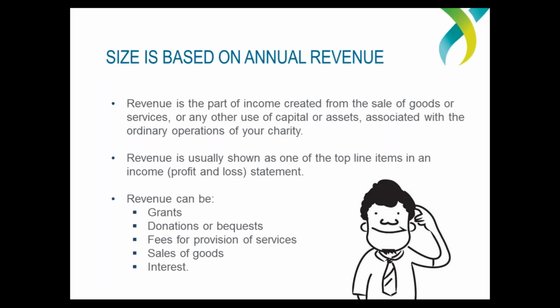Revenue is usually shown among the top line items in an income, profit and loss statement. That's where you'll find it. But if you have any specific questions about your charity's size and revenue, just give us a call on 132 262 or email advice@acnc.gov.au and we can answer your questions.